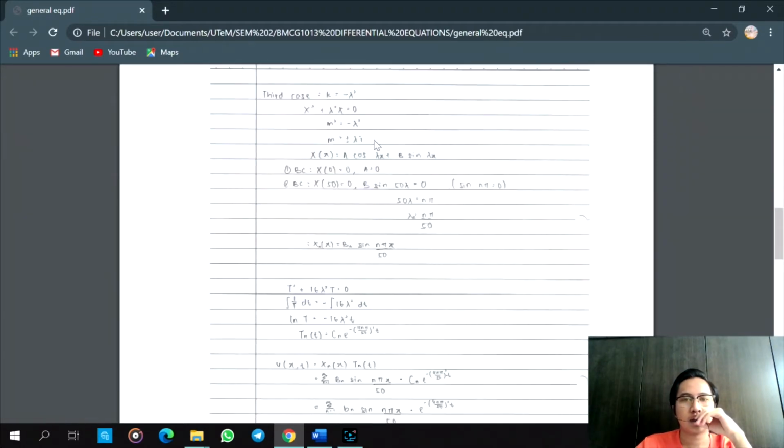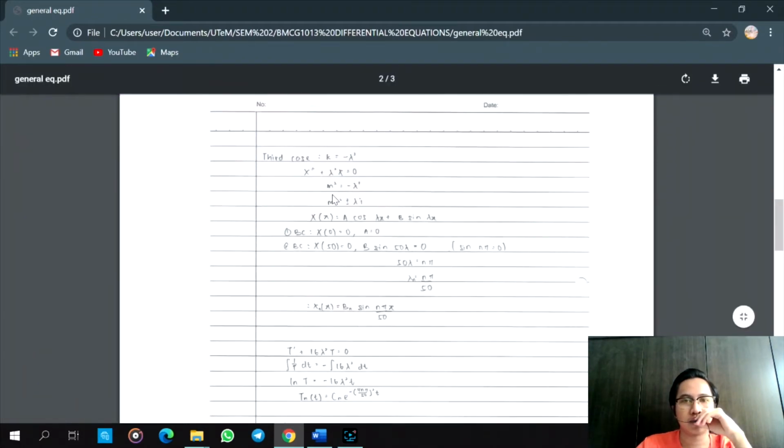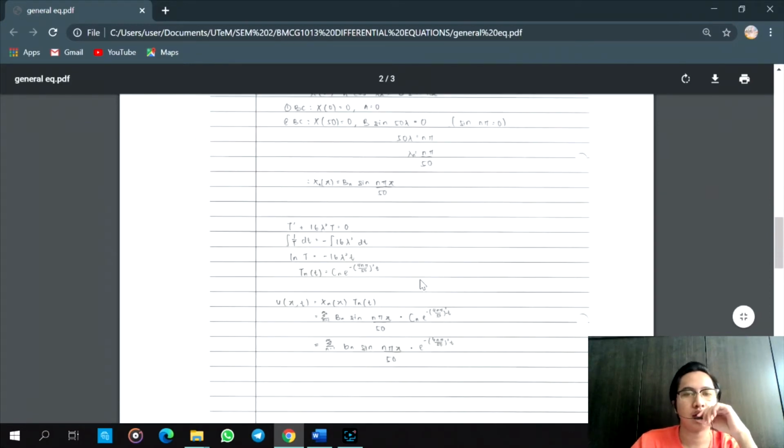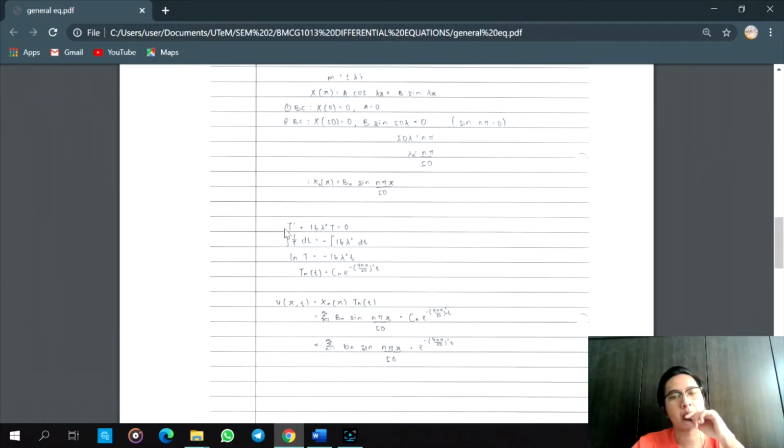Third case, k equal to negative lambda square. We get Bn sin(n pi x over 50). Because the third case is not a trivial solution, we can continue to the t equation. So for t we get Cn e to the power of negative (n pi over 50) square t.